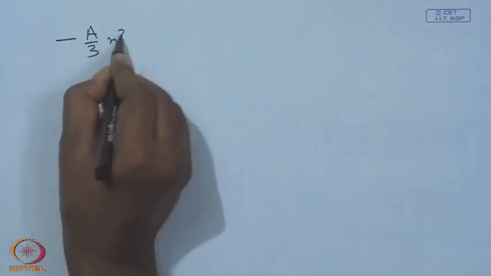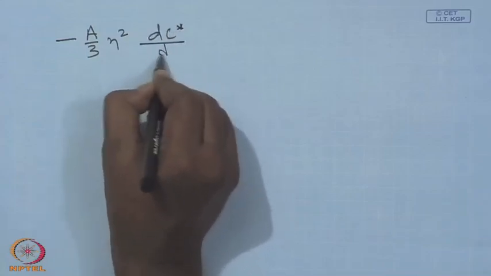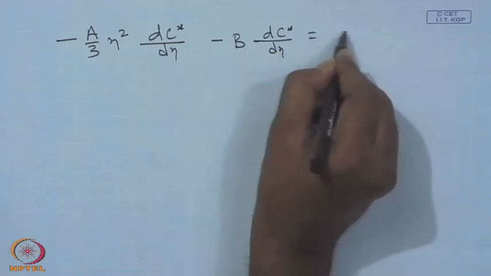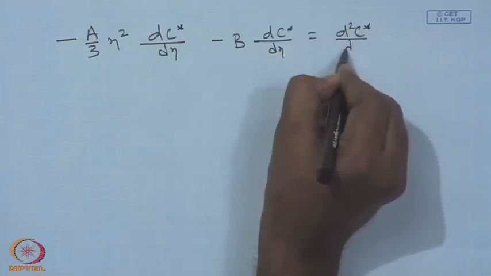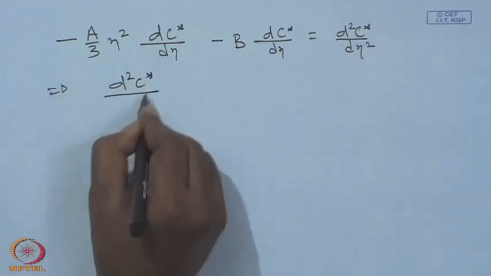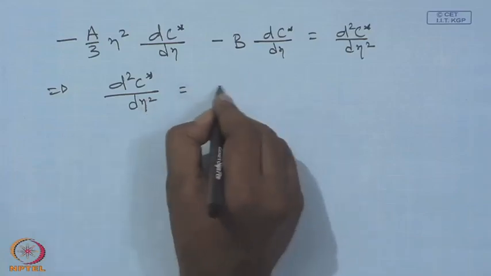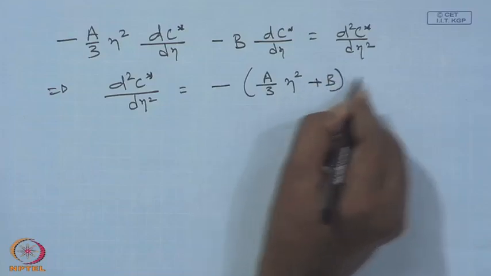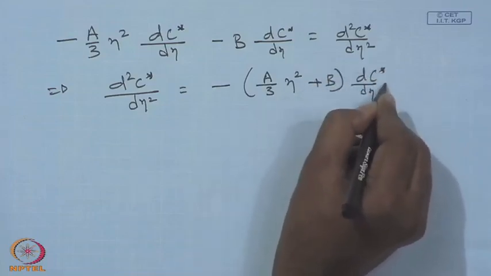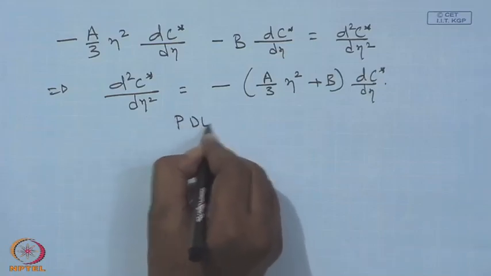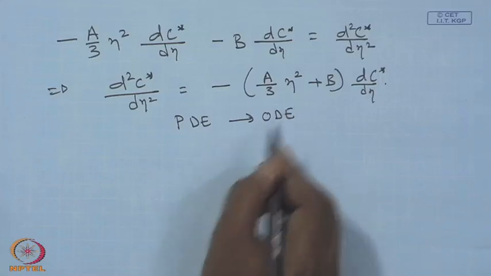So, minus a by 3, eta square, d c star d eta, minus b, d c star d eta is equal to d square c star d eta square. Therefore, we change sign. So, d square c star d eta square is nothing but minus a over 3 eta square plus b, times d c star d eta. So, the partial differential equation has become an ordinary differential equation. The ordinary differential equation is easy to solve.